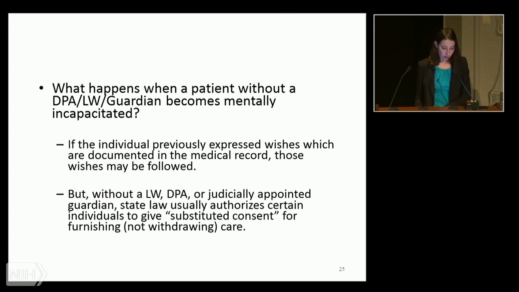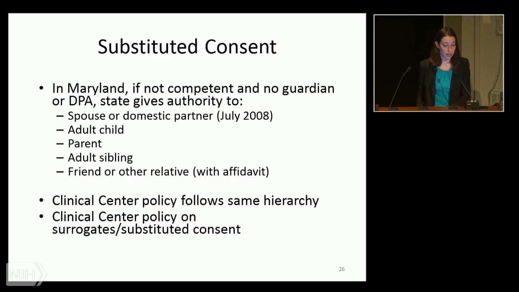So now let's talk about what happens when somebody is a patient without a guardian, without a durable power of attorney, without a living will, and then they become mentally incapacitated. If they've expressed their wishes previously, and certainly if they're documented in the medical record, clinicians can follow those wishes. Without them, there are certain ways for state law in particular to authorize individuals to give substituted consent for furnishing but not withdrawing care.